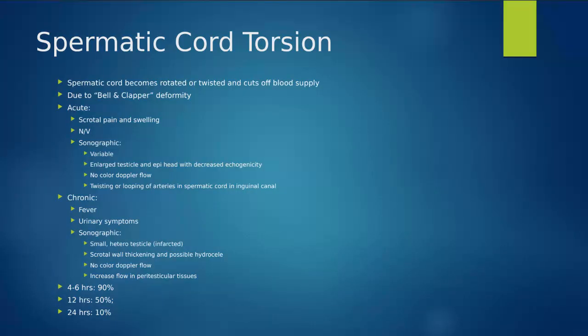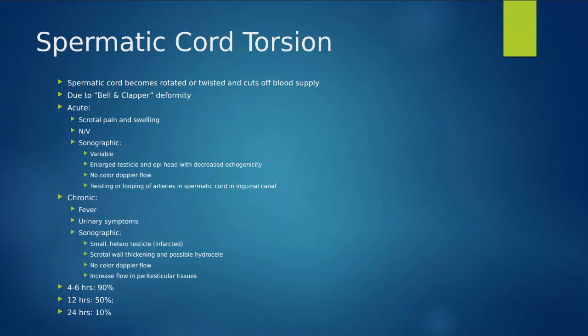Moving into our torsions. So this is where our job becomes very, very important. This is a very time-sensitive situation. A torsion is when the testicle either twists on itself or it twists on its blood supply. Now, when we have a spermatic cord torsion, this is when that spermatic cord, which remember is that suspension of the testicles in the scrotum and connects everything back up to the inguinal canal.